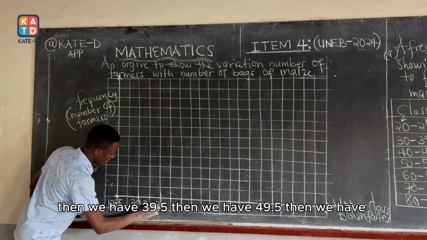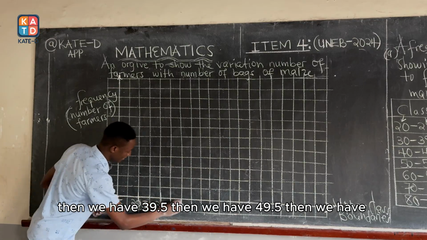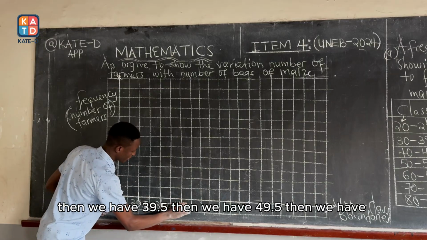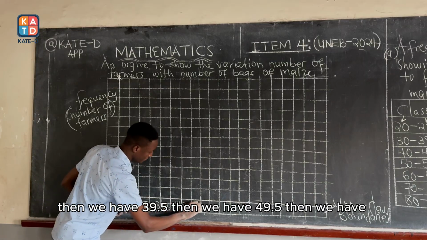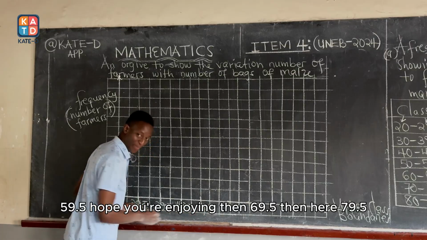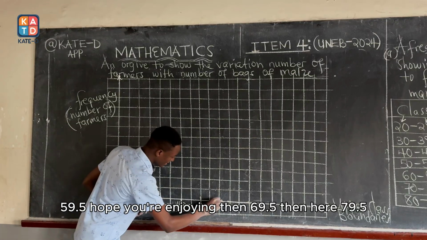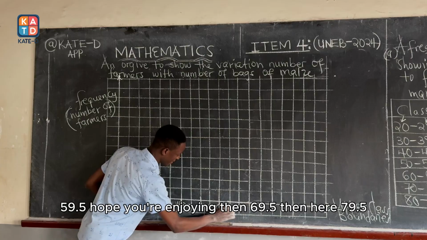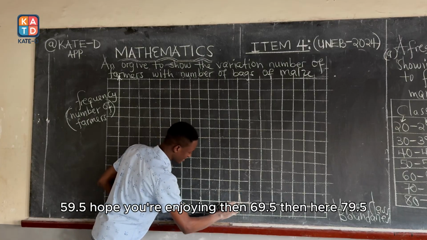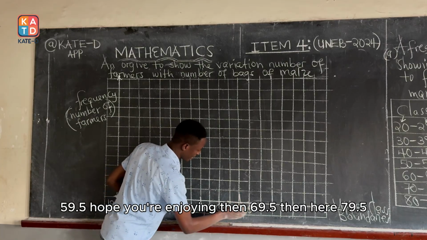Then we have 39.5. Then we have 49.5. Then we have 59.5. Hope you're enjoying. Then 69.5. Then here 79.5.